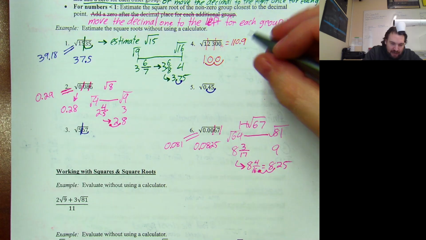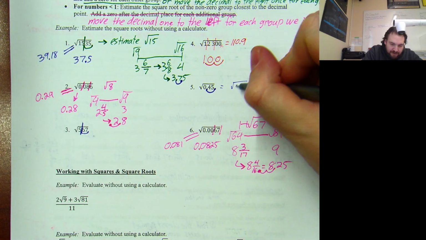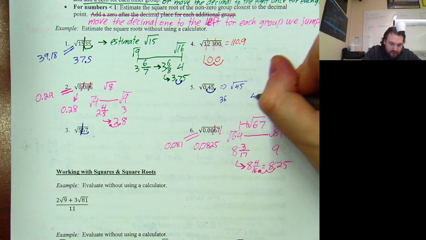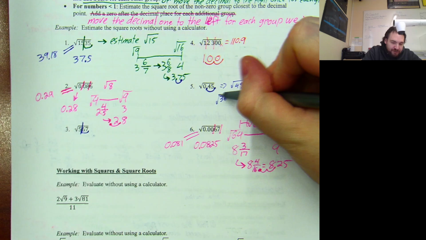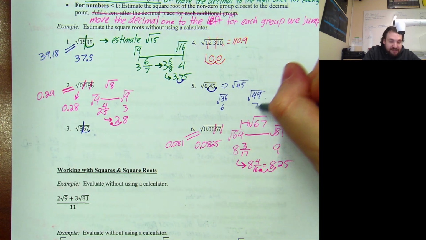So the square root of 45 is not equal to, I'm going to put an arrow there. The square root of 45 is the one that we want to estimate. The square root of 45 is between which two perfect squares? 45 is between which two perfect squares? 36 and 49, which means the square root of 45 is going to be between the square root of 36 and the square root of 49, which means it's going to be between 6 and 7 somewhere.